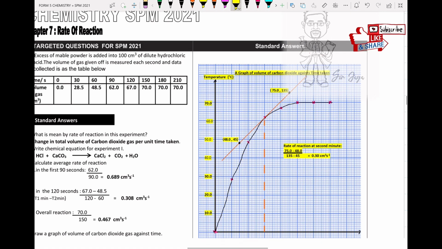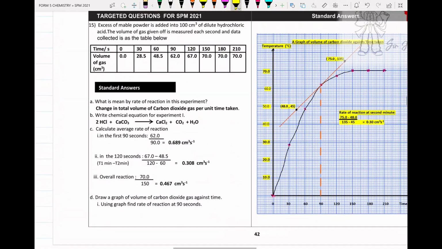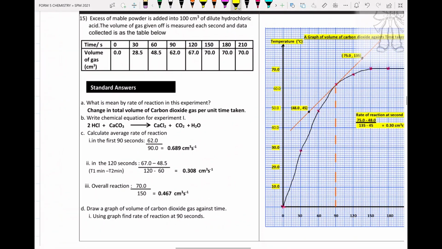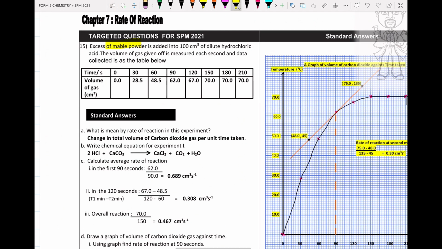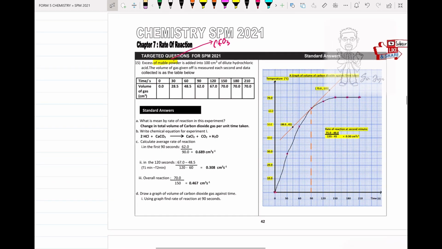Alright, next we move on to the graph, how to draw the graph, how to find the average rate of reaction and instantaneous rate of reaction. Please check this one. Marble, what is the chemical formula for marble? It is calcium carbonate. Please remember, it's calcium carbonate, CaCO3.